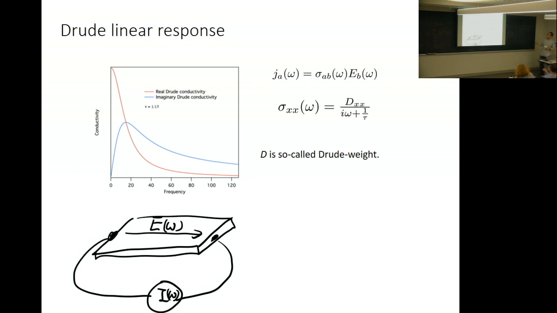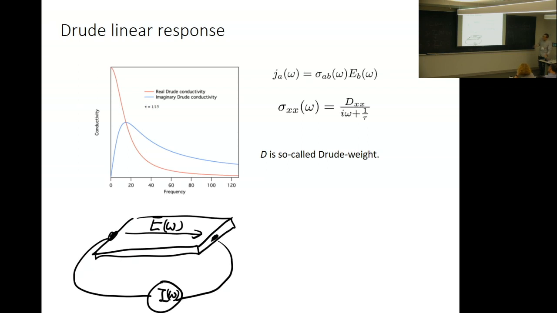For people in the audience who may not be familiar with Drude, it's one of the simplest, or maybe not the simplest, most pronounced features in linear transport. There is the so-called Drude weight, times 1 over i omega plus the inverse relaxation time. This is about simple linear transport, like the optical conductivity.